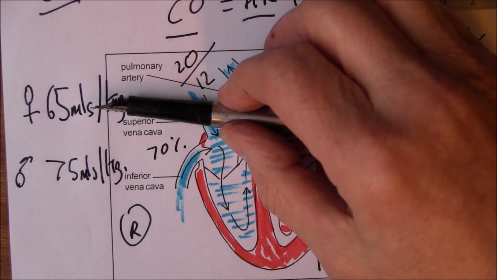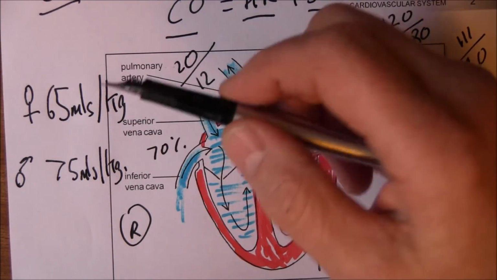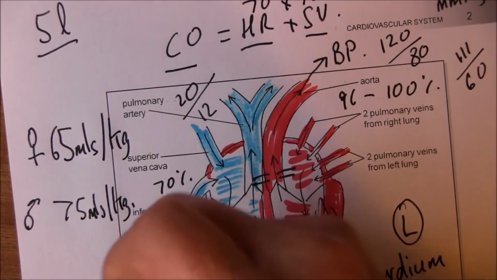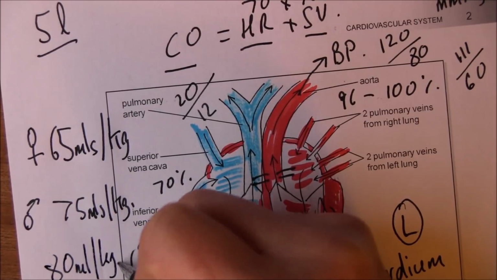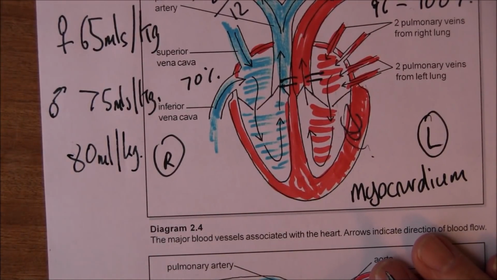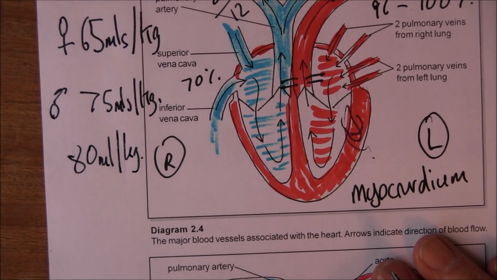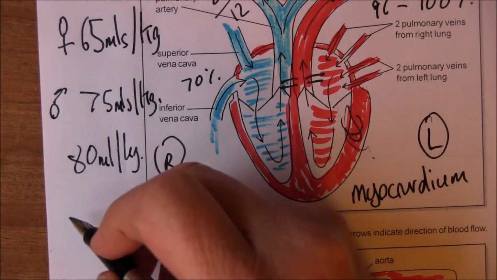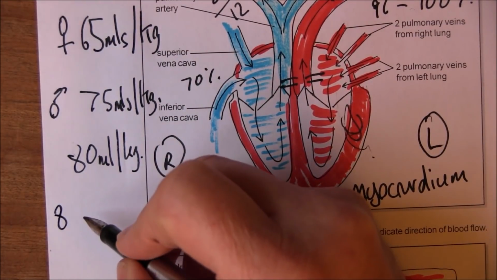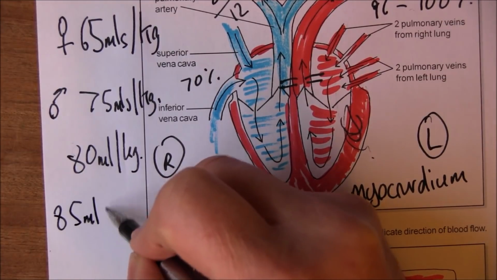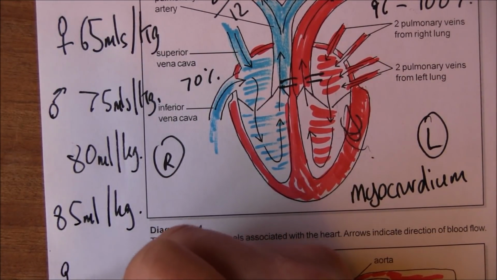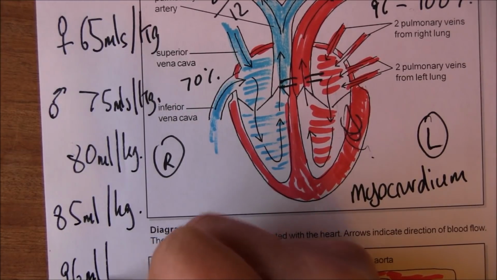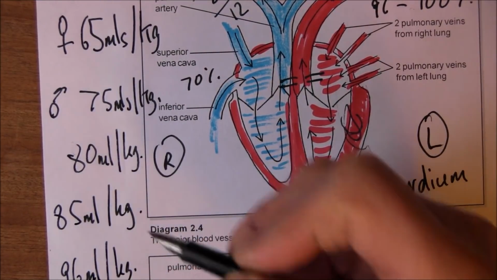If you're a child, depends how old you are, but if you're an infant, you've got about 80 mils per kilogram for young children. And if you're a neonate, well, you probably wouldn't be watching the video if you're a neonate, but if you are working with neonates, they've got about 85 mils of blood per kilogram. And premature babies have more, they have about 96, and fetuses have about 96 mils of blood per kilogram.